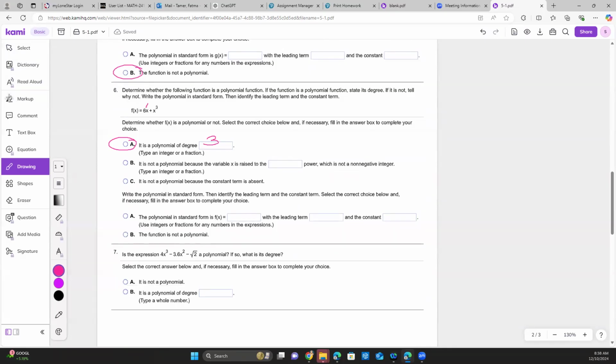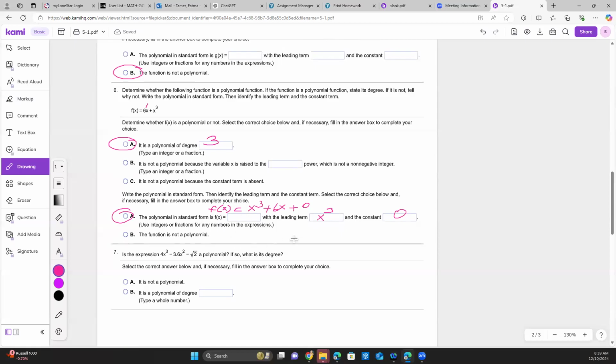Now we're going to have to write it in standard form. Standard form means we have to write the x cubed first. So f of x is equal to x cubed is going to go first, and then plus 6x is going to go last. So this is called standard form. When you write your function from highest power to the smallest power, its leading term is x cubed. And the constant of this function is 0. So the constant is the last number at the end here without an x. So in this case, the constant number is 0. So you will mark A for number 6.